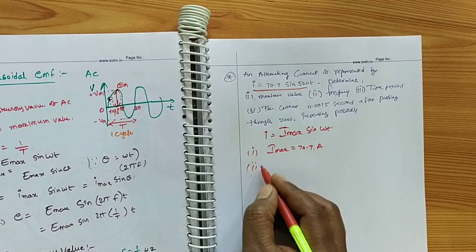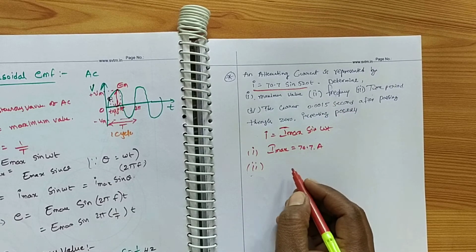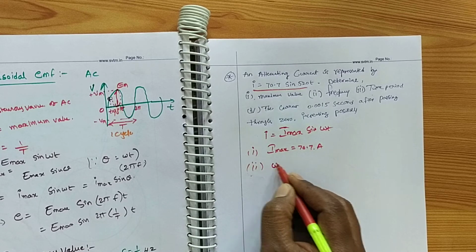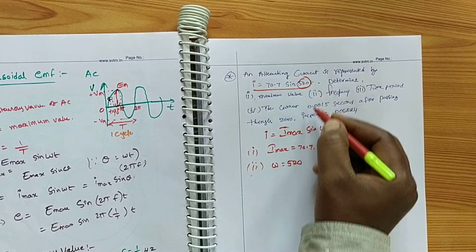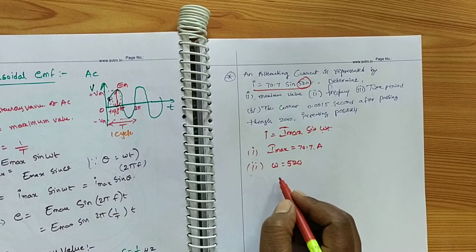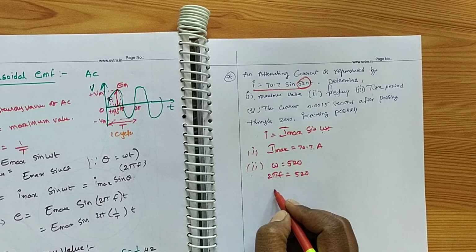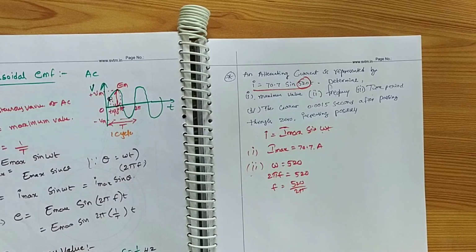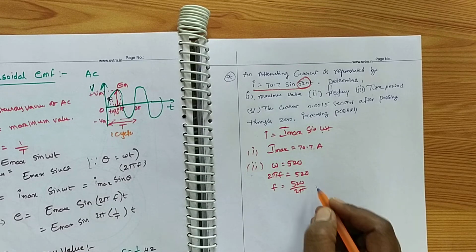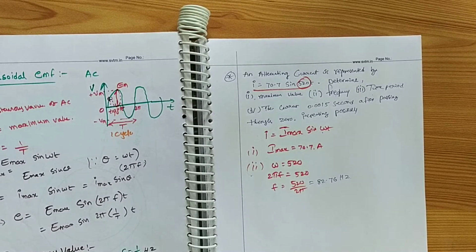Second one, frequency. How to calculate frequency? From this equation, 520 is omega. Omega is 2 pi f, equal to 520. From that, f equals 520 by 2 pi, which equals 82.76 hertz. This is how to calculate frequency from the given equation.